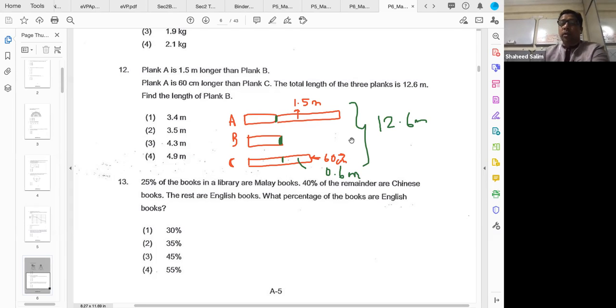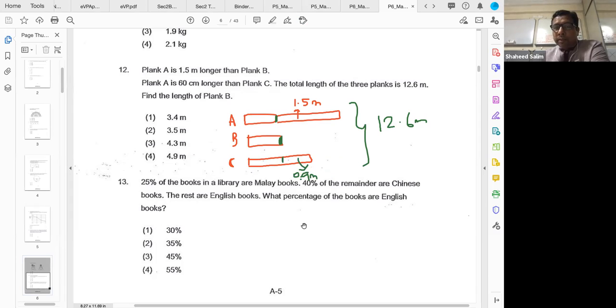Okay, so you find out what this is. Now what is this? You take 1.5 minus 0.6, get 0.9. Now you can do it. So this one is 0.9, you can erase this part already. So there are 3 units plus 0.9 plus 1.5.